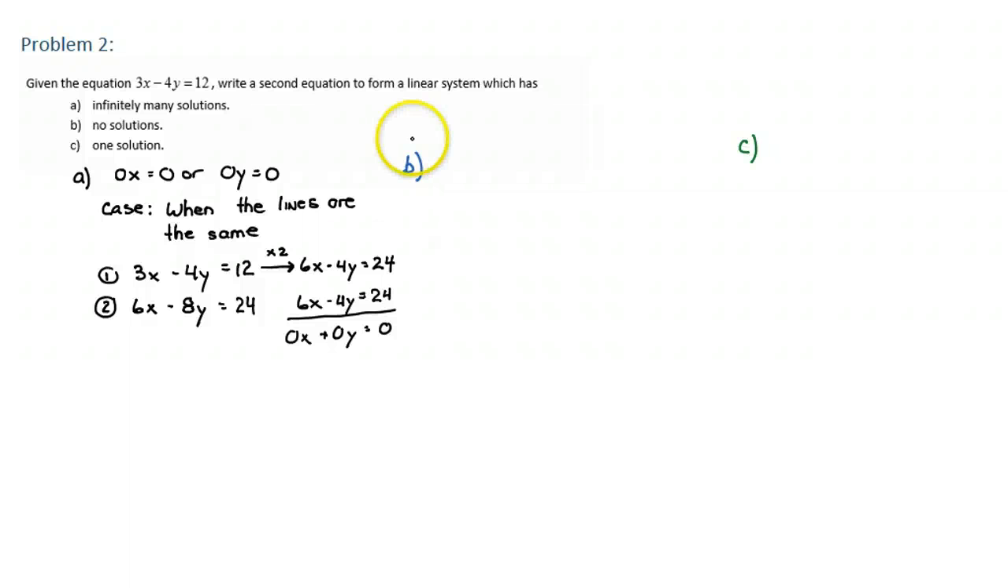So again, the key thing is if they are two lines with infinitely many solutions, the lines must be the same.